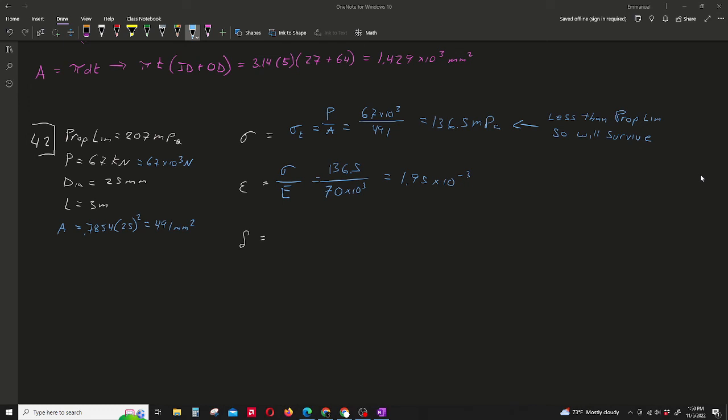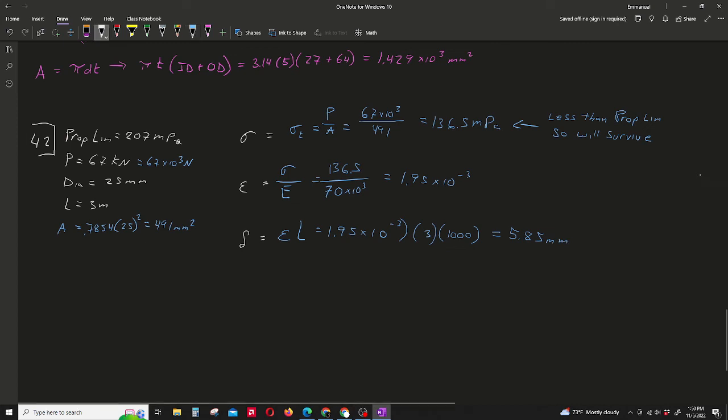Lambda equals epsilon L, 1.95 times 10 negative third, L, which is 3 meters, which in this case, this is in meters. We need it in millimeters because everything else is in millimeters, so we got to convert it. Times 1,000. And therefore we get 5.85 millimeters.